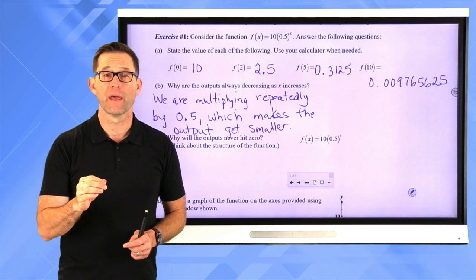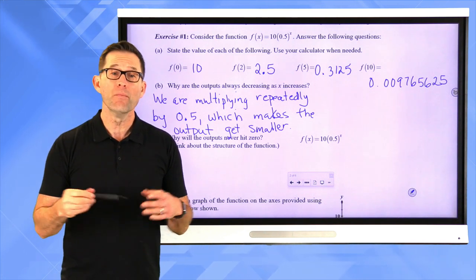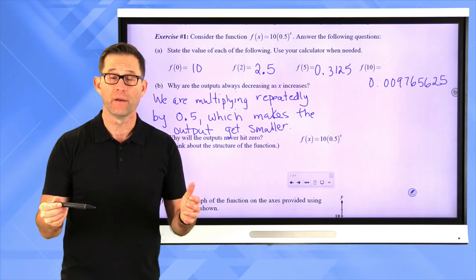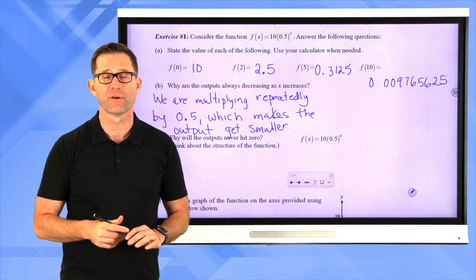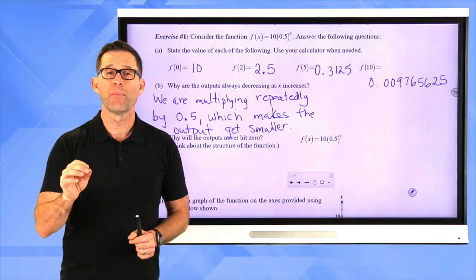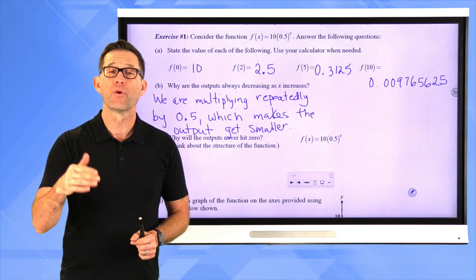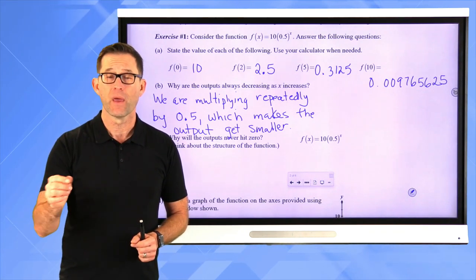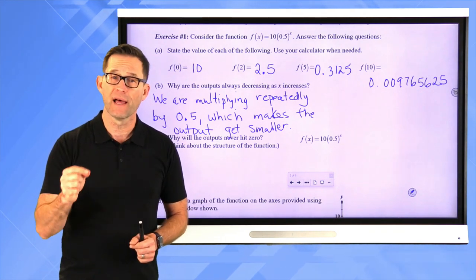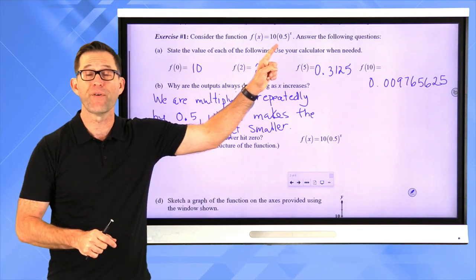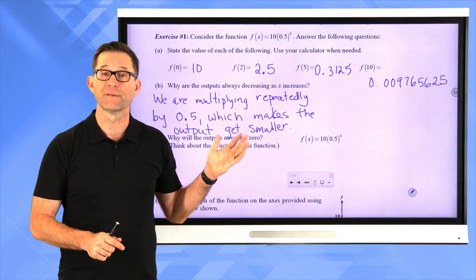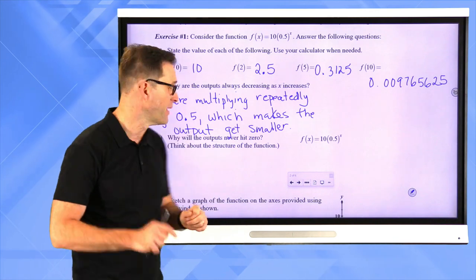dividing line for multiplication is the number 1. When you multiply by a number greater than 1, and we're talking about positive numbers here, not negative numbers, the result always gets larger. And when you multiply by a number that is less than 1, such as 0.5, the result always gets smaller. All right, let's keep going.